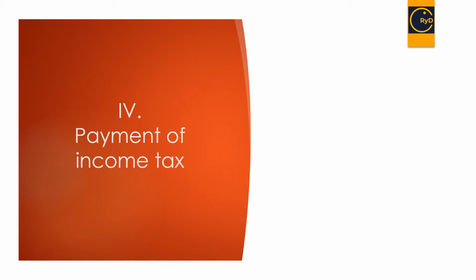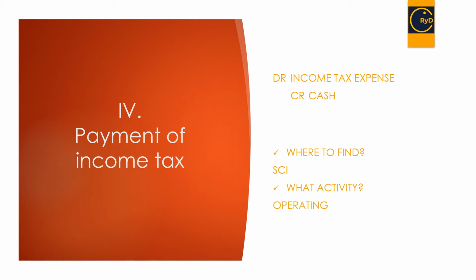Next, we have payment of income tax. Our entry would be debit income tax expense, credit cash. Where can we find this? In our statement of comprehensive income expense portion. And the activity would be operating.